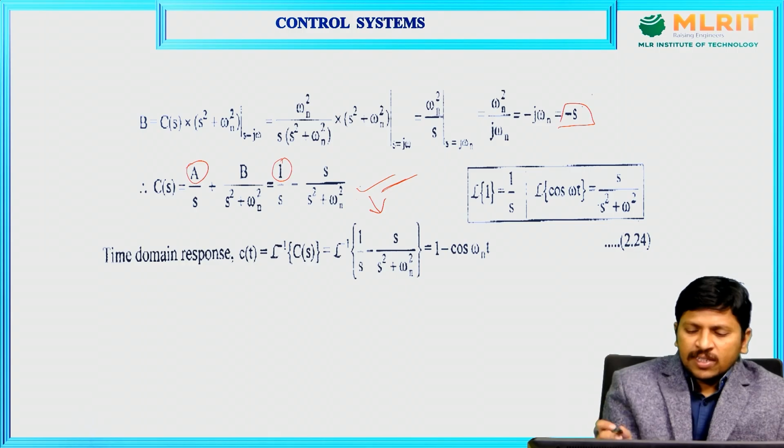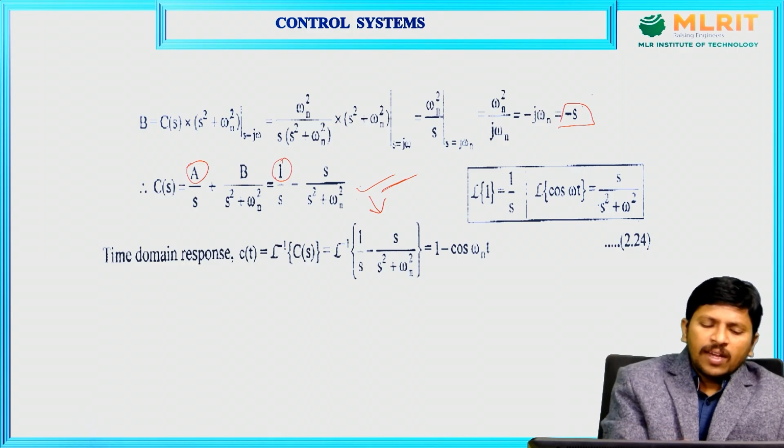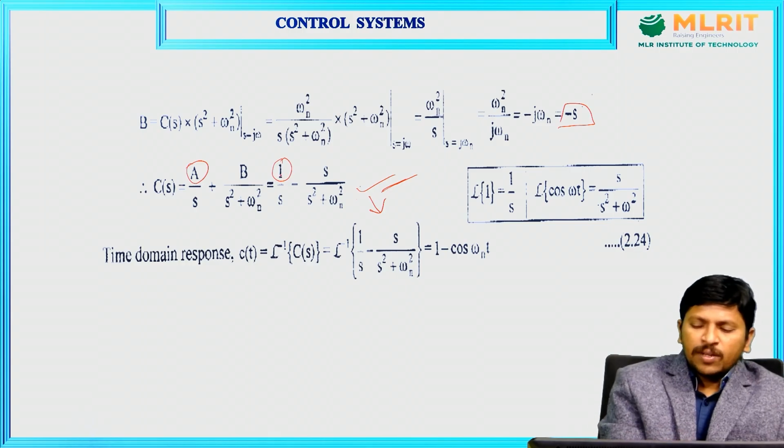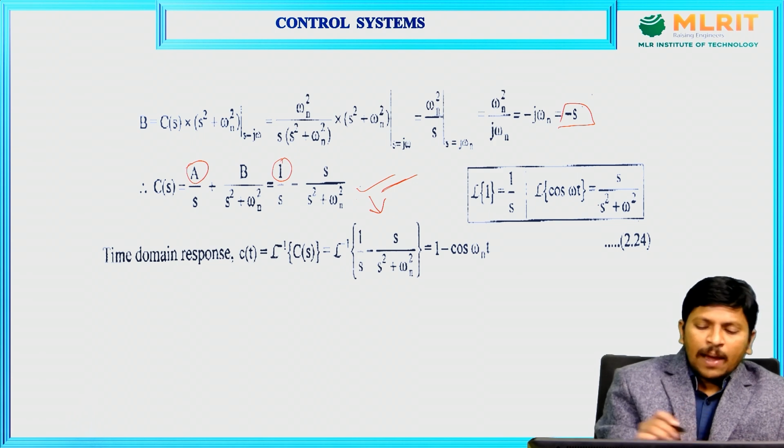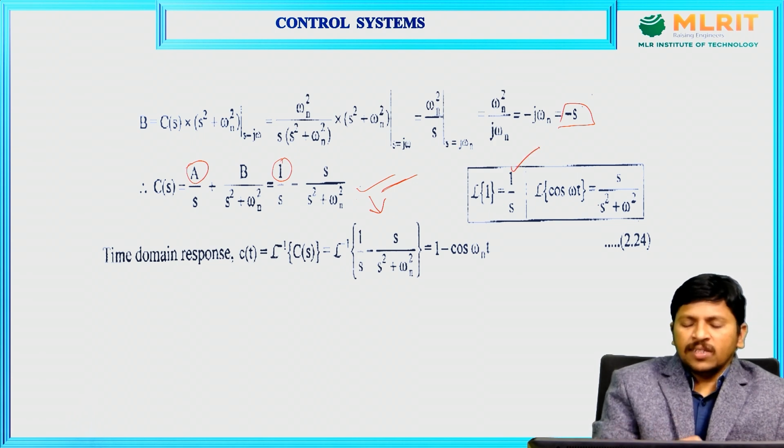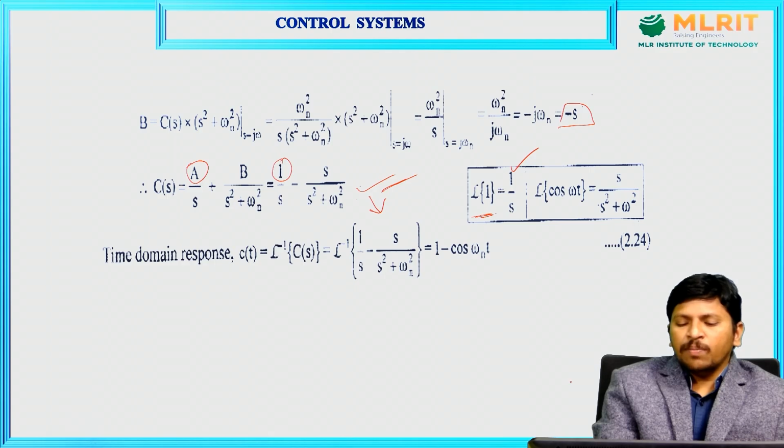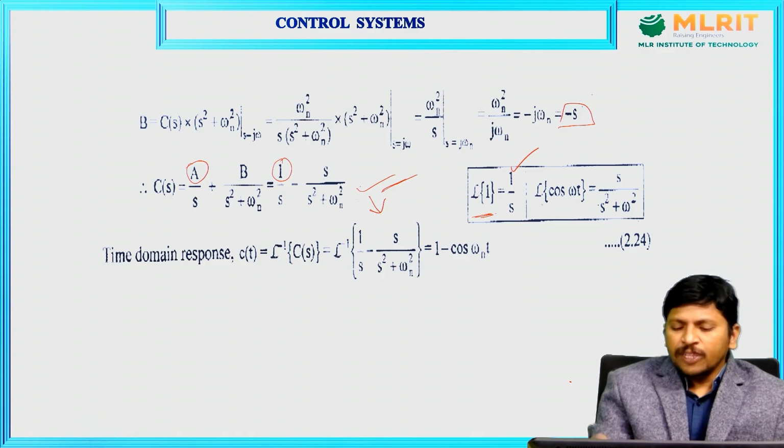Observe the 1 by S. Laplace of 1 is nothing but 1 by S, right? Inverse Laplace of 1 by S is equal to 1. And here is Laplace of cos omega t. These formulas are very important. You can remember all of these, right?